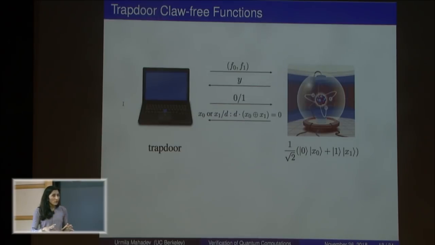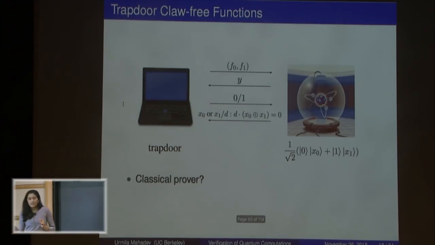So this is a protocol which a classical verifier can use to test a quantum prover, and so far what I've told you is that it's easy for the quantum prover to pass the test. And now what I need to tell you is why it's difficult for a classical computer to pass the test. So here's what would happen. If a classical computer could pass the test, then I can show that it essentially breaks the claw-free property.